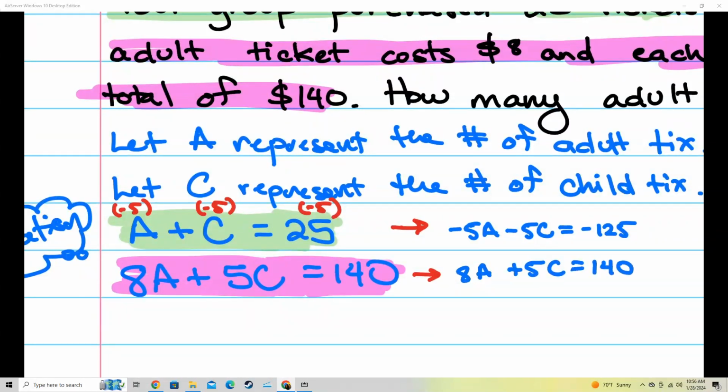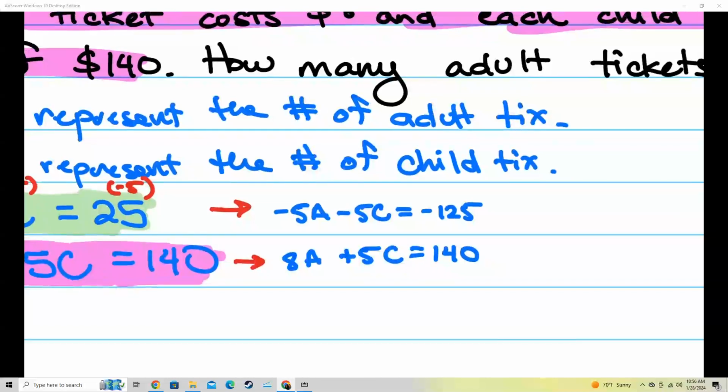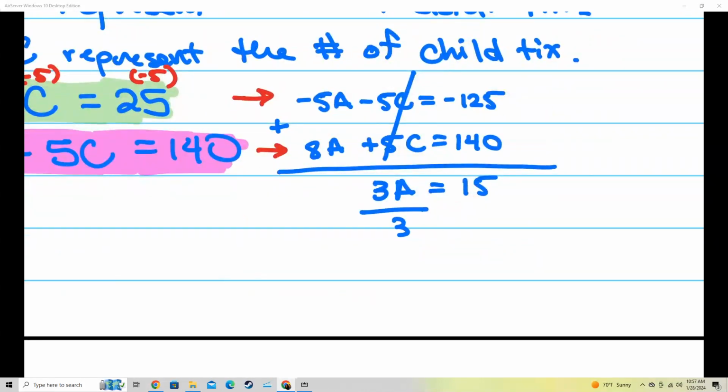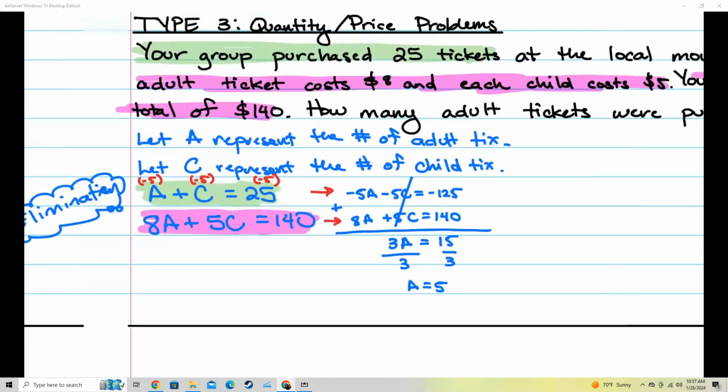Now that we have our system set up and it looks like the C's are going to cancel, I can go ahead and add these equations together. I'm doing this because I know those C's are gone, right? They're going to cancel each other out. So -5A plus 8A, that's going to give me 3A is equal to, and -125 plus 140, that's going to be a positive 15. We're going to go ahead and divide both sides by 3. I get A is equal to 5. I just found the first part of my answer.